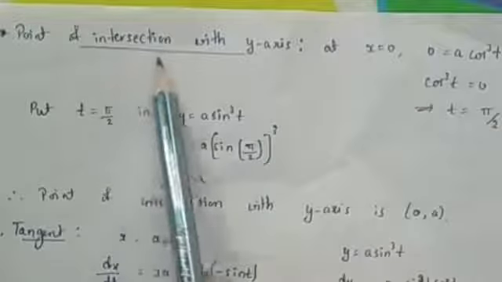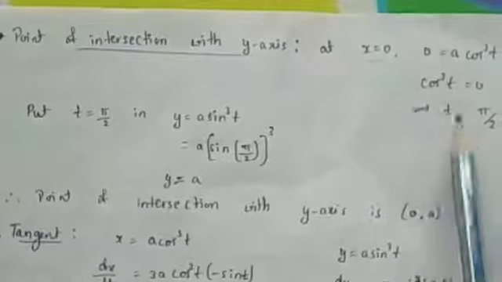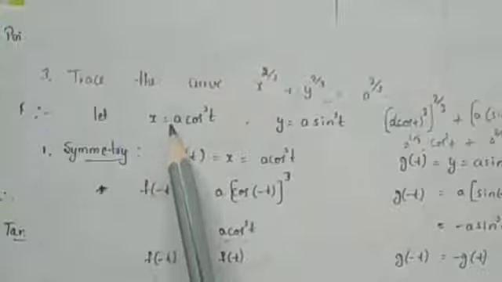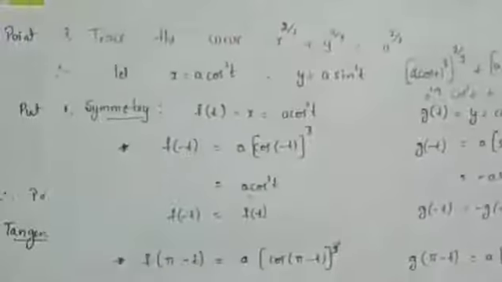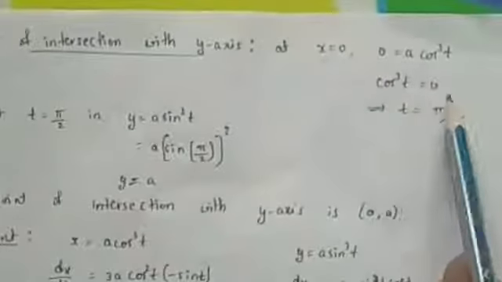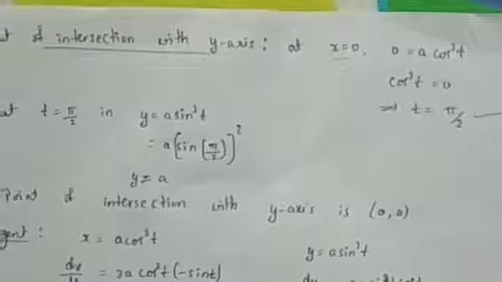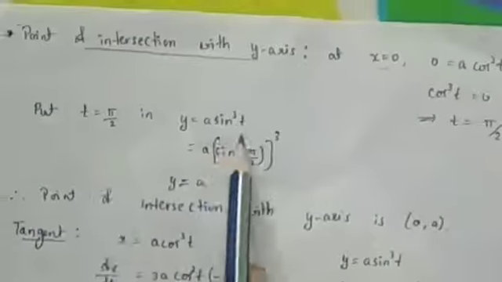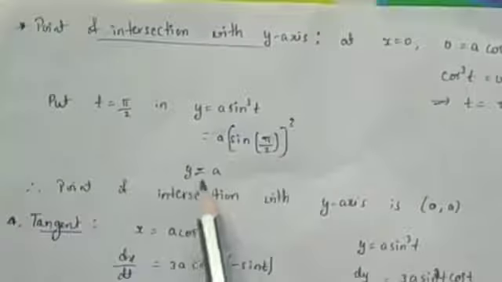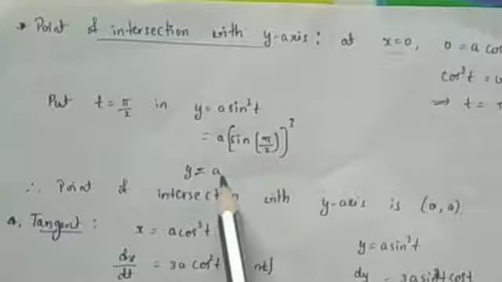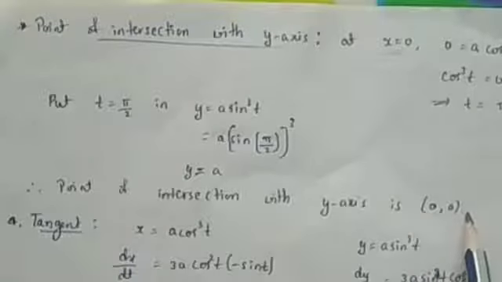Next, we find point of intersection with y-axis. At x is equal to 0, we get a cos cube t is equal to 0. It is nothing but cos cube t is equal to 0, which is nothing but t is equal to pi by 2. Put t is equal to pi by 2 in y is equal to a sin cube t. We get a into sin of pi by 2 whole cube, and sin pi by 2 is 1. We get y value is a. Therefore, the point of intersection with y-axis is 0 comma a.